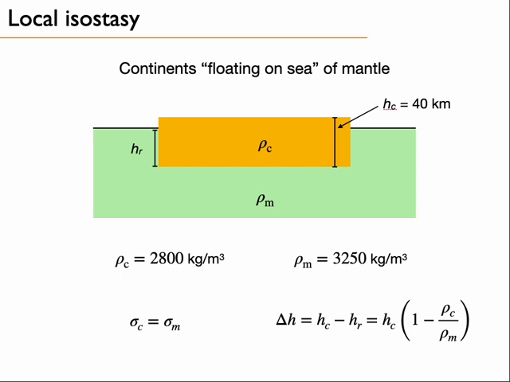Now let's compute delta H, basically this part here, and delta H is the thickness of the crust minus the thickness of the root here. So it's Hc times (1 minus rho c divided by rho m).